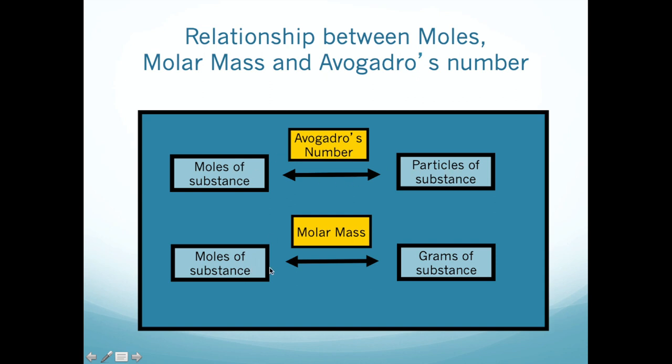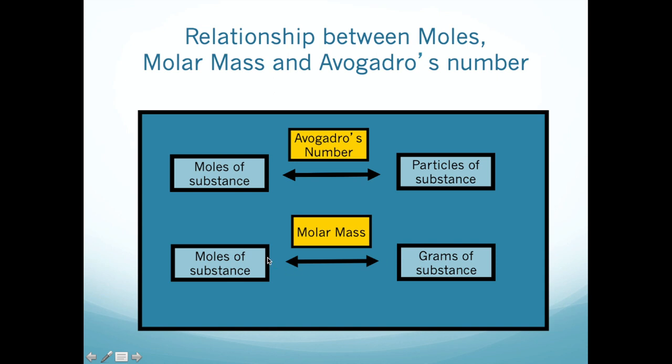Likewise, if you want to convert between moles and grams, you want to use the molar mass of that substance. Because again, the units of molar mass is grams per mole. It's what ties together grams and moles. So you want to use that as your conversion factor between those two things. Now, whether you multiply or divide depends on which way you're going in this conversion.